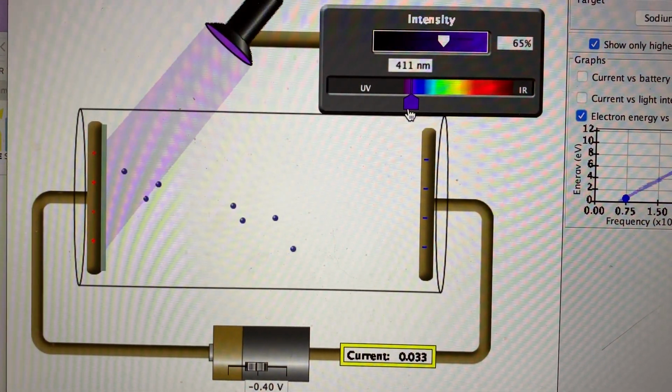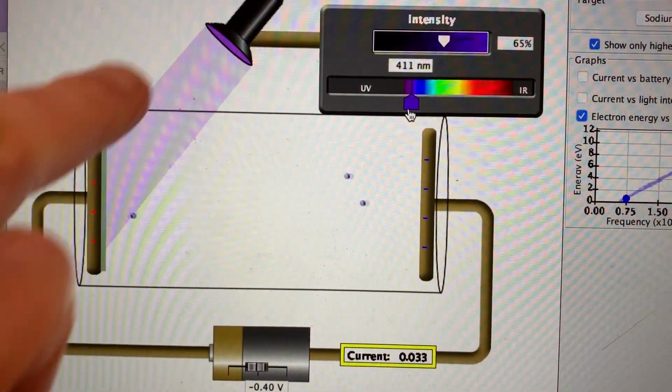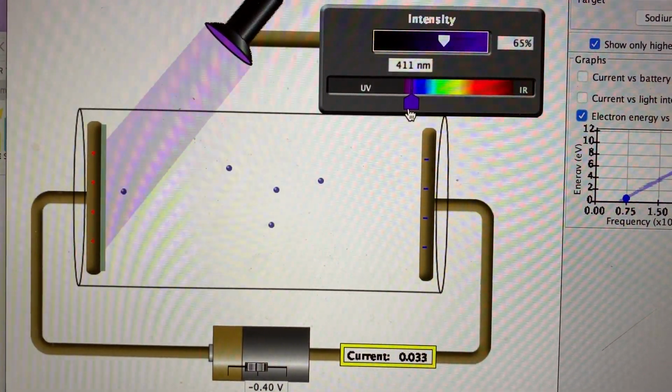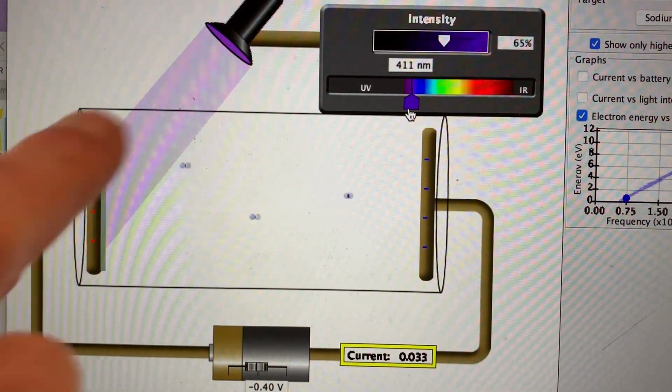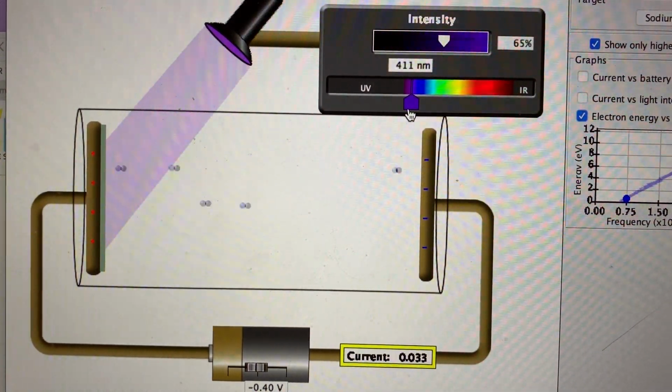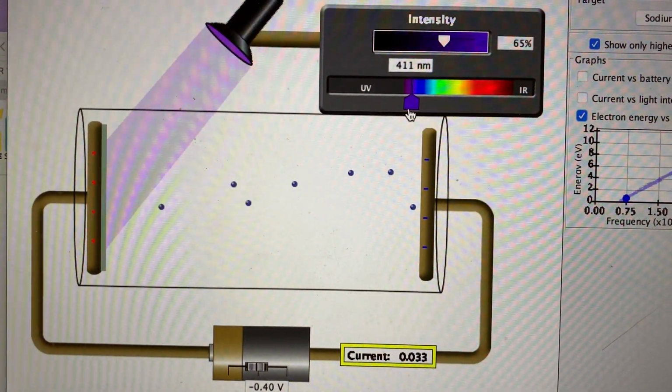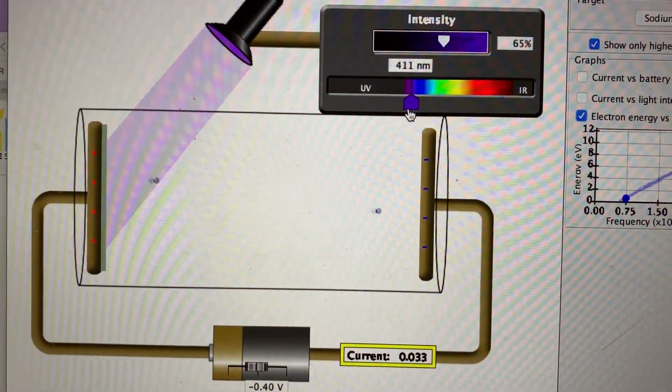Okay? Because I'm increasing the energy on the photons going in by going towards violet and ultraviolet. More energy is going on, and I'm starting to get a current through there. I'm going to share the link with you on this.